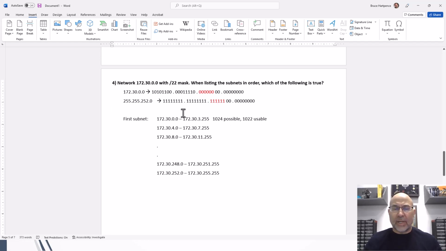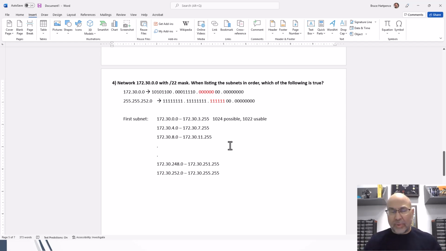But what would the subnets be? Well, we could write them all down, but there are 64 of them, so maybe there's a faster way or a pattern that we can notice. So if we write down the first subnet, we begin with the classful address space, and then we say, if I put the highest possible number right there with all zeros, then it would be 3.255. That would be my range.